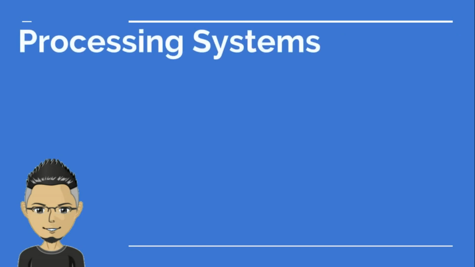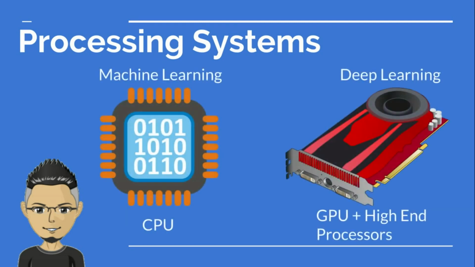So, to handle such large datasets and to run the program effectively, the processing system needs to be good too. While an ML system can run easily on 4 GB RAM, deep learning needs a GPU and a very high-end processor. Believe me on this, I have experienced it.